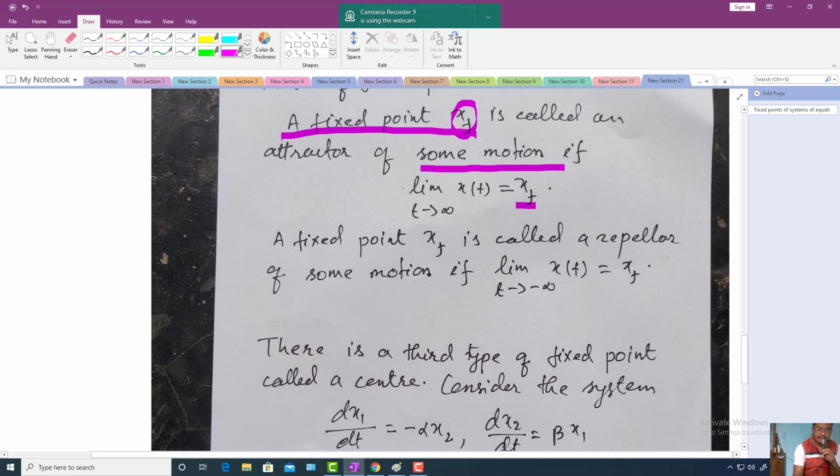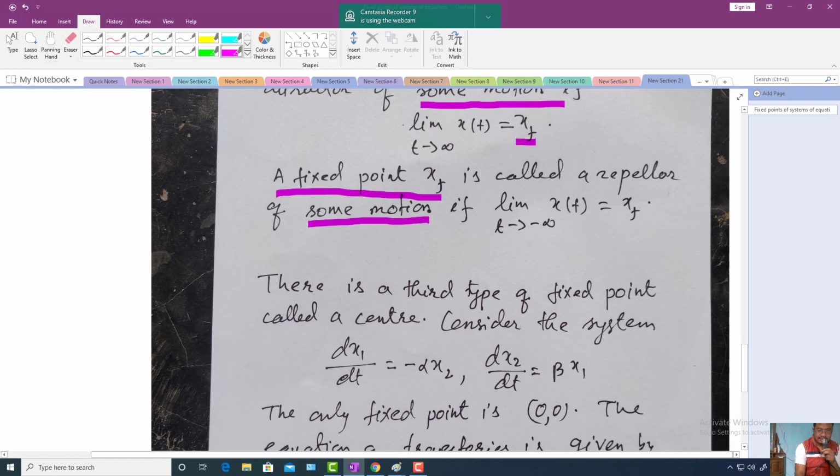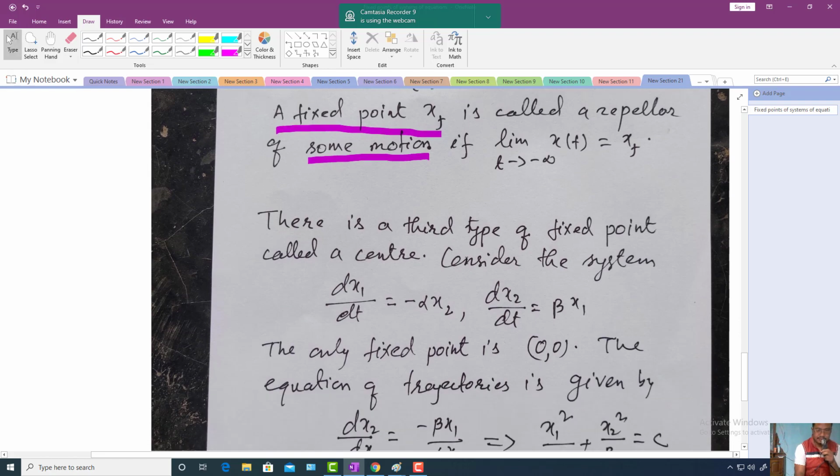And another one is called a repeller. A fixed point xf is called a repeller of some motion. I will explain why we use "some motion" here. If limit t tends to minus infinity, x(t) is equal to xf, then that type of fixed point is called a repeller for some motion. There is another type of fixed point called the center fixed point. Before going to the center, let me explain why we say "some motion" here.